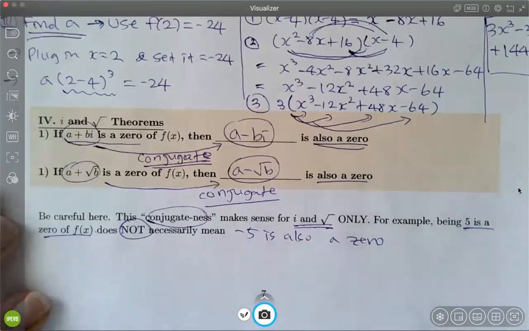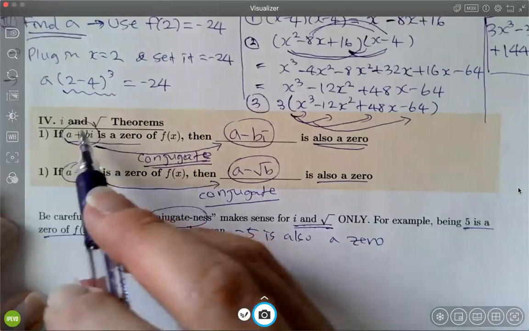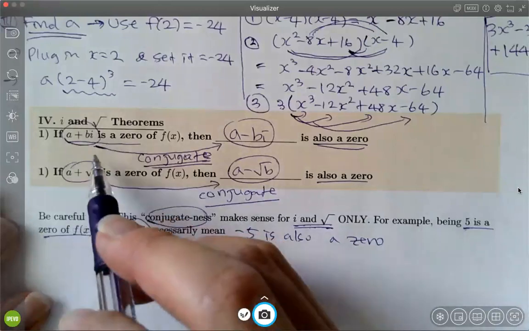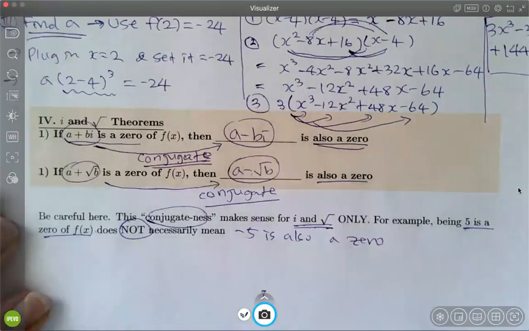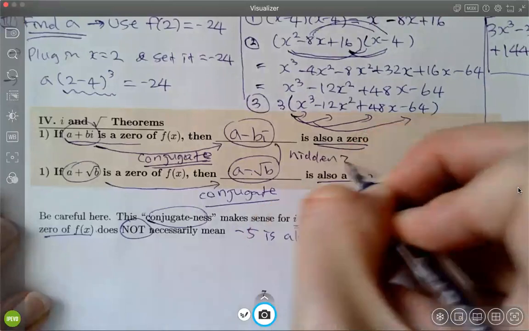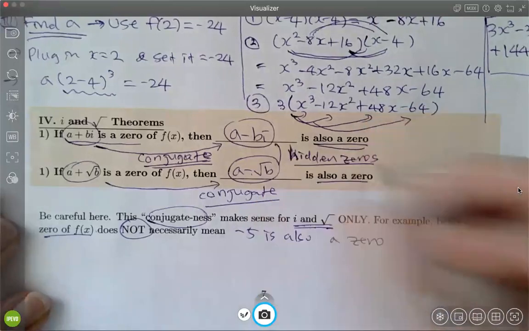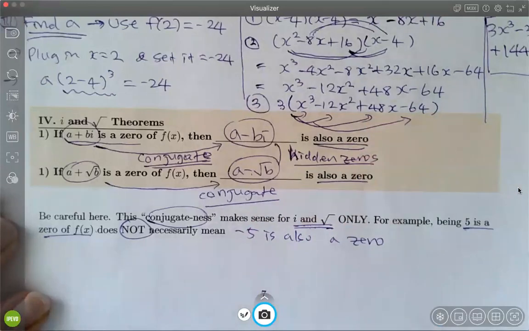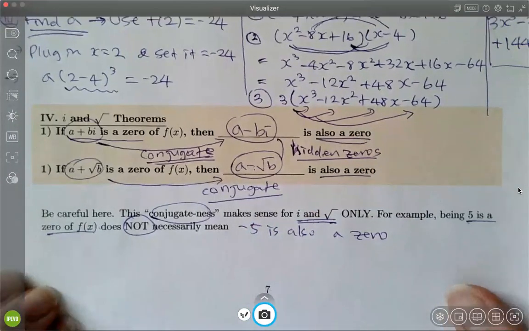Whereas for these two, the square root and i theorems, you can deduce these two hidden zeros. So these two will be the hidden zeros, which you have to find or deduce from a problem. Okay, so now let's do two problems, and then I guess that should be it for the day. Which is on the next page.